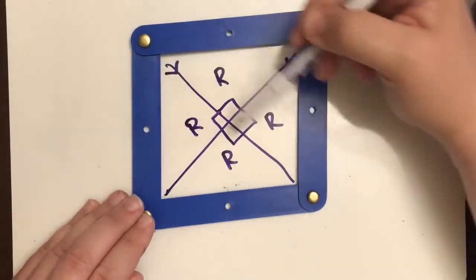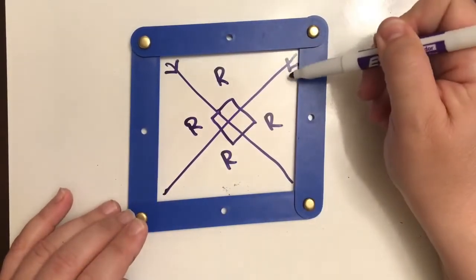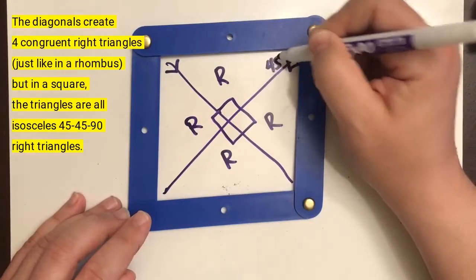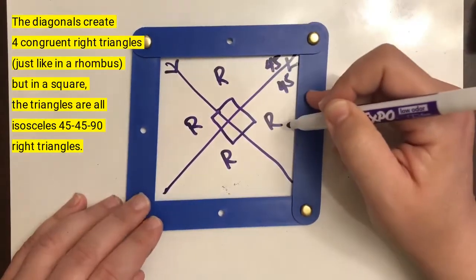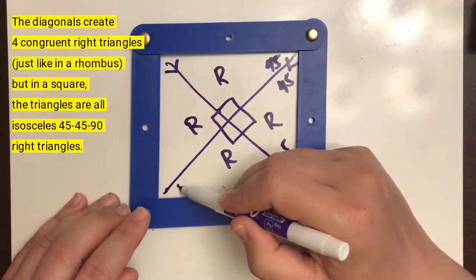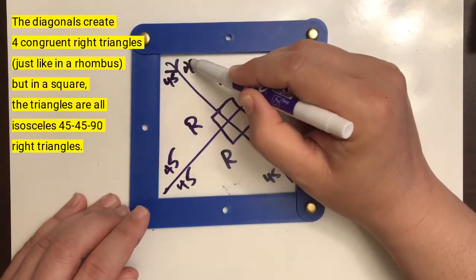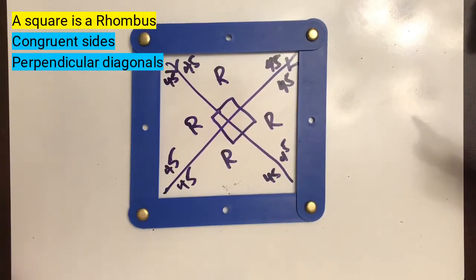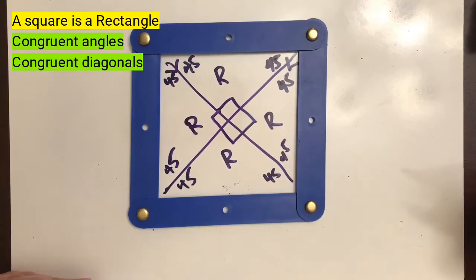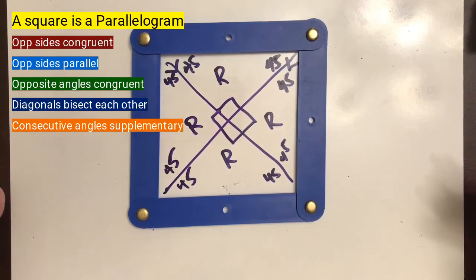Additionally, the diagonals, just like they do in a rhombus, they bisect the angles. So if it's 90 degrees over here, we also have 45, 45 triangles. That's in every single square. We have 45, 45, 90 degree triangles. So once again, a square is a rhombus and a square is a rectangle. And by default, a square is therefore also a parallelogram.